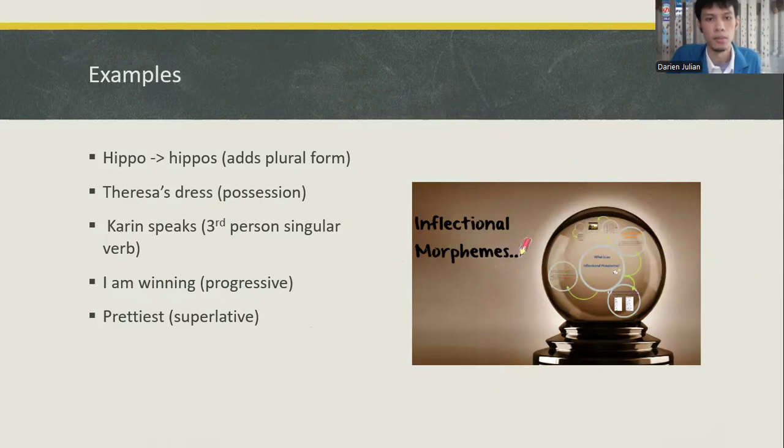These are the examples for inflectional morphemes. Hippo becomes hippos, which is the plural form. Teresa's dress, which shows possession. Karin speaks, which is third person singular verb. I am winning, which is progressive. Prettiest is superlative.